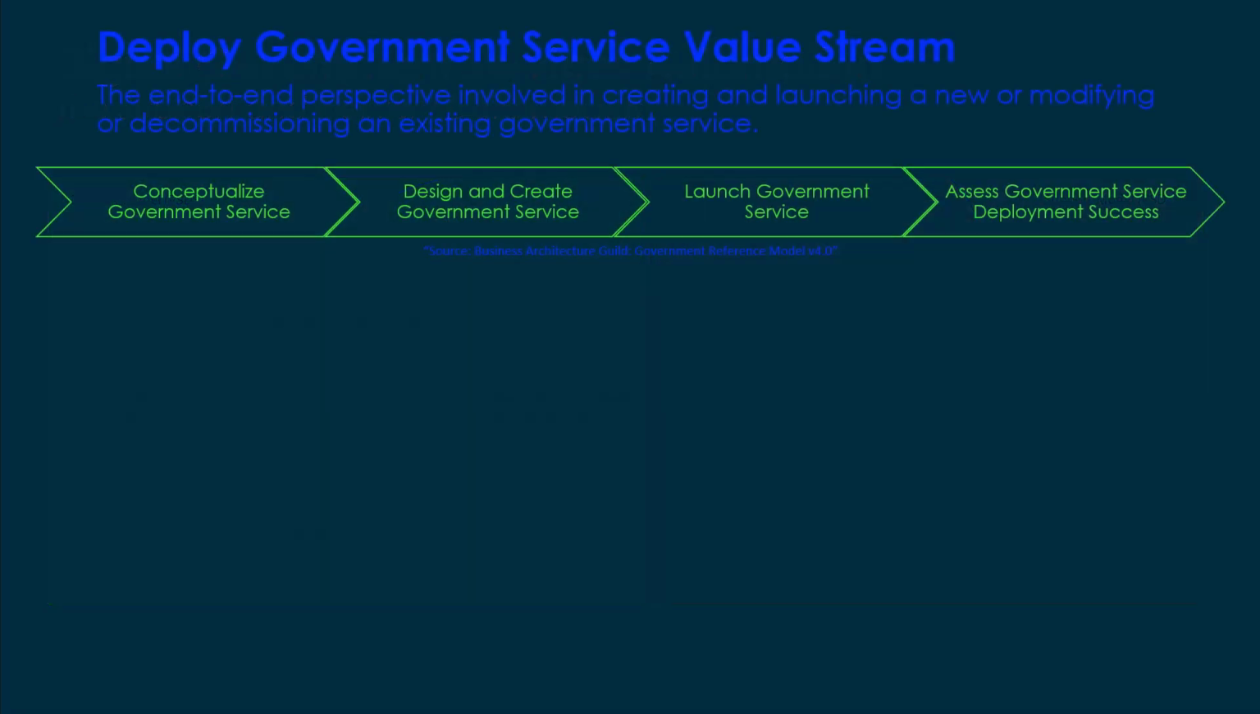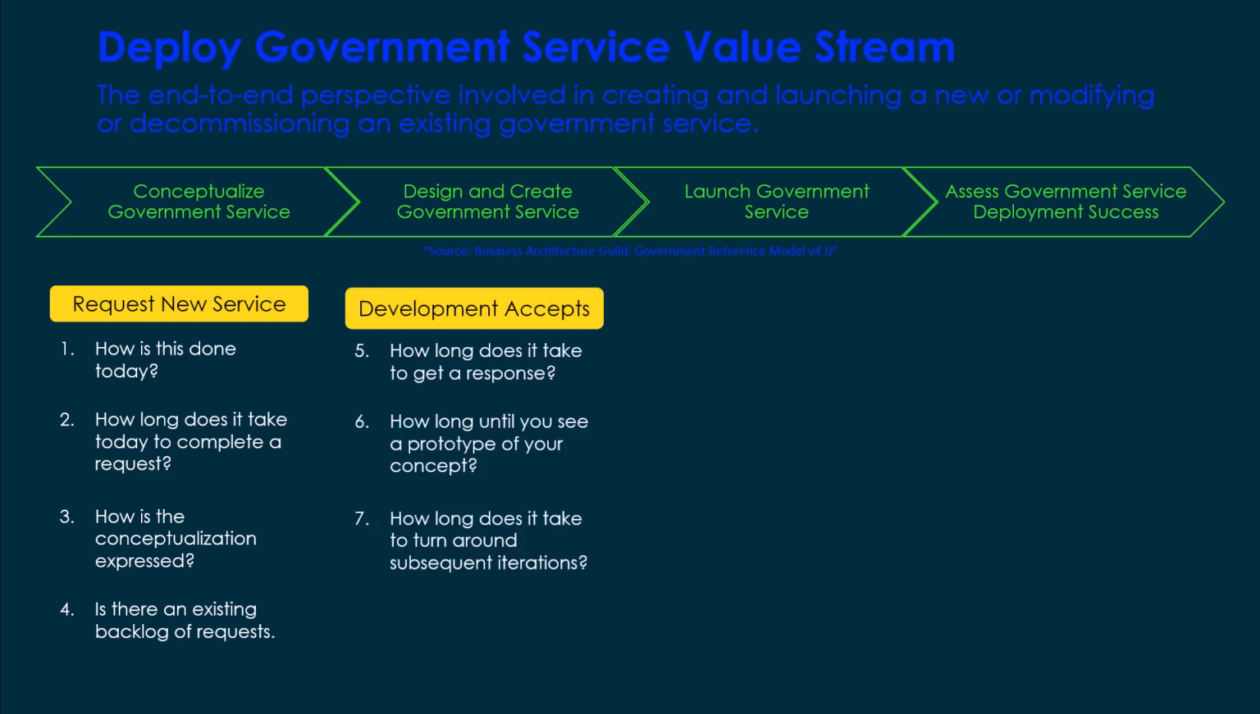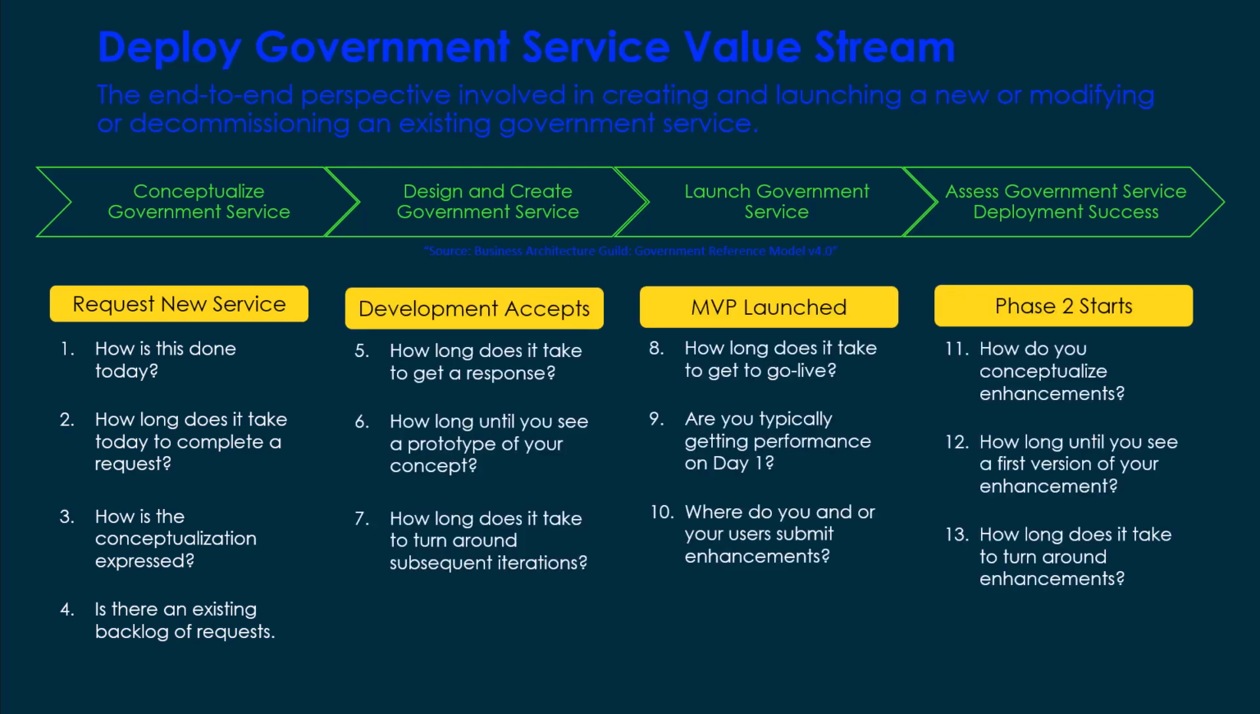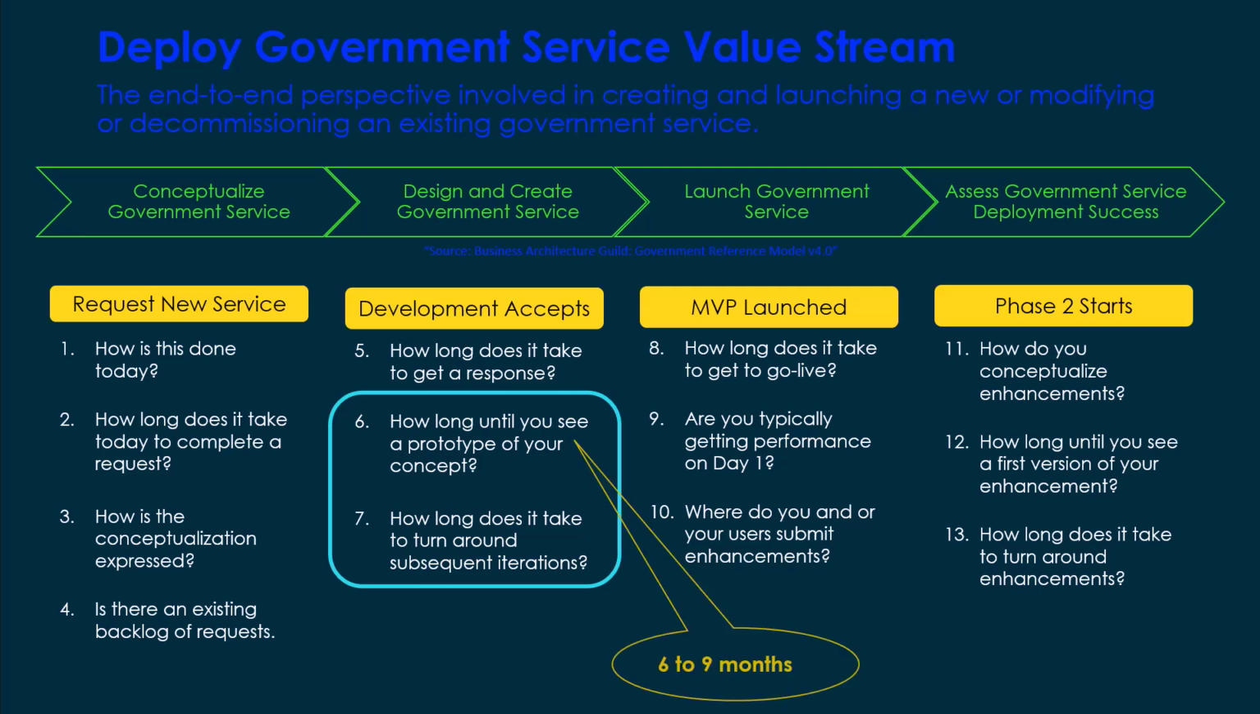In our analysis, we looked at the deploy government service value stream. This is the same for all industries, but we specifically zeroed in on a government to start with. We asked different government agencies where they were getting stuck. Where they were getting stuck is here in 6 and 7. They were telling us that it took as long as 6 to 9 months, and then it took another month to get a first iteration on it. That's where a lot of the frustration lies.